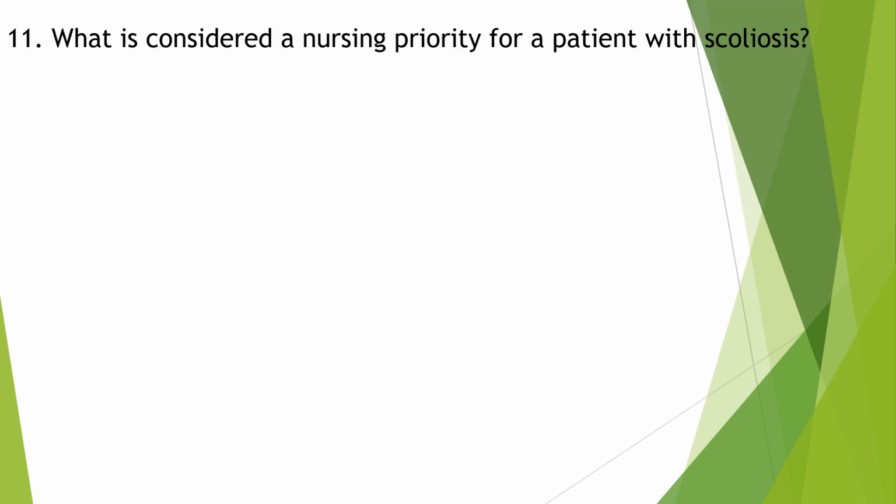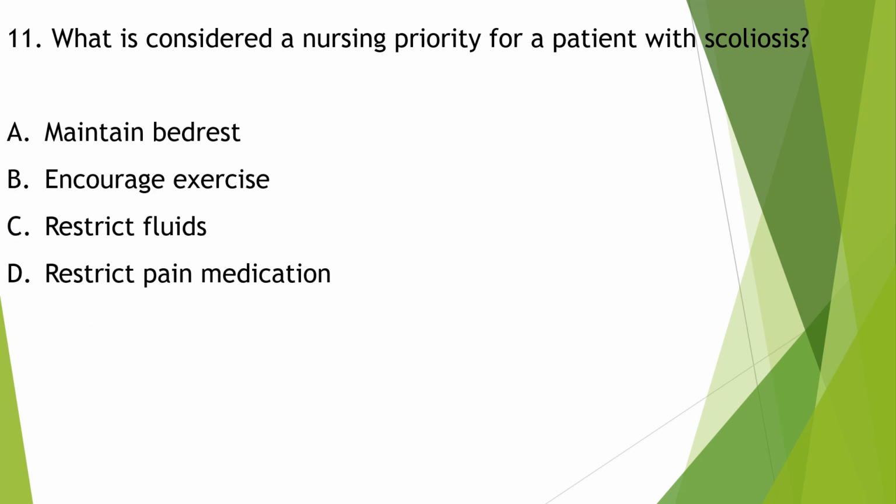What is considered a nursing priority for a patient with scoliosis? Maintain bed rest, encourage exercise, restrict fluid, restrict pain medication. A progressive exercise regime and pain management are treatment priorities. Fluid restriction is not indicated.